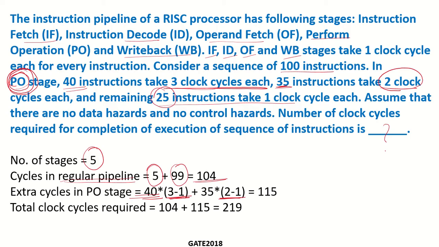And 25 instructions are taking 1 clock cycle, which is expected. These 25 instructions are not taking any extra clock cycle. So these are the only extra clock cycles that are being taken. And if you compute this, we get 115 clock cycles. So 104 plus 115 gives you 219. So this is the number of clock cycles required for the completion of execution.